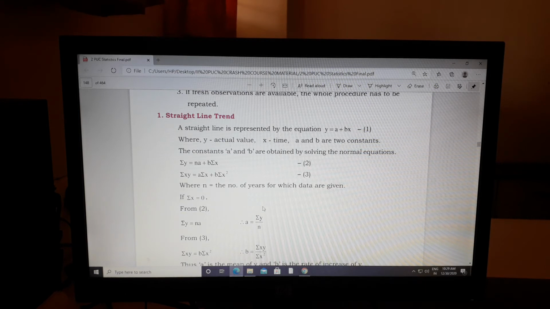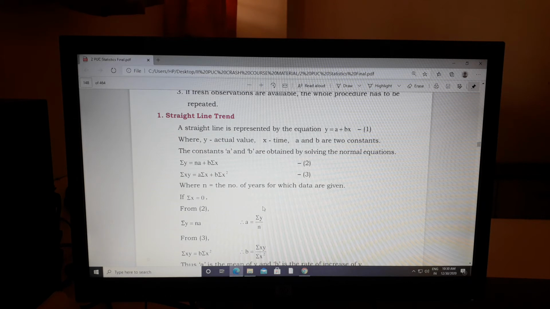Remember. So when n is the number of years for which data are given, then as you know, the sum of deviations is always 0, summation x equals 0. How this summation x equals 0, you will come to know, because the sum of deviations from actual value to the computed value will always be 0, right? In the x time points also we will be getting that 0. I will be showing that in the problem.